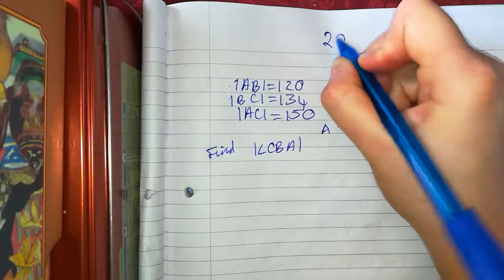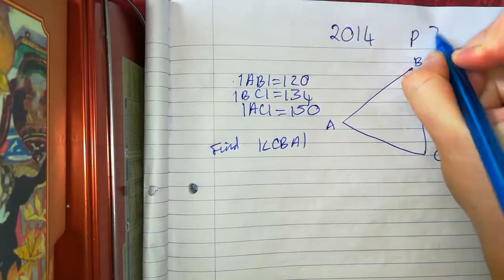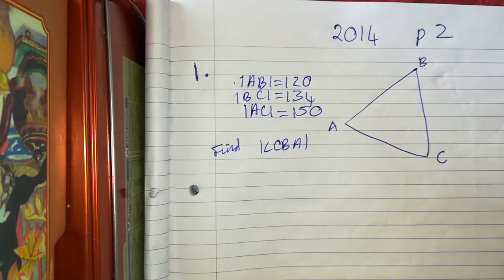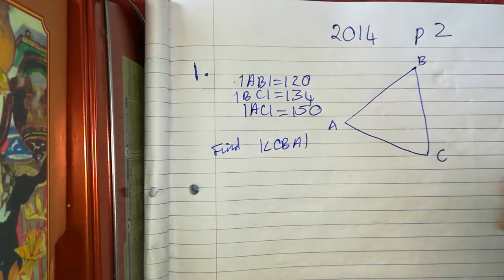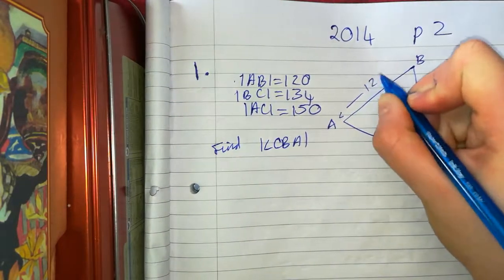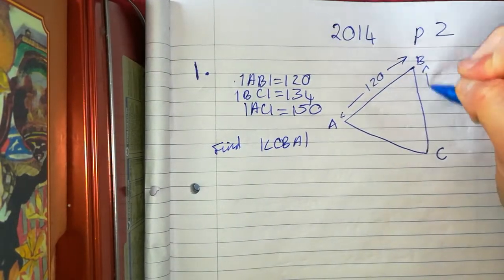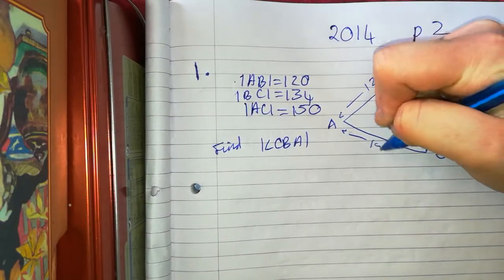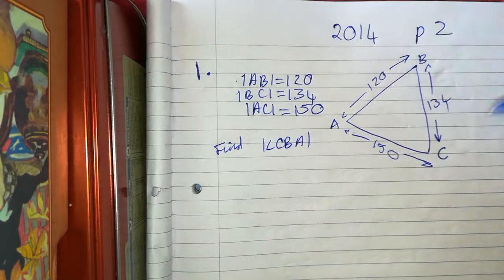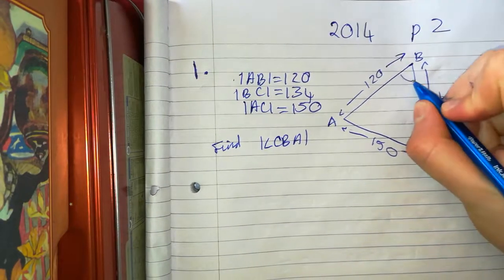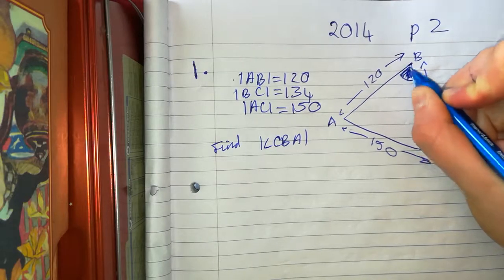Well, this is 2014 paper 2 question. It was question 1 that came up on trigonometry. So we're given this diagram here, and I'm just going to fill in the lengths. They said AB was 120, BC was 134, and AC was 150. And they'd asked us to get CBA. So CBA, it's this angle in here that they wanted us to get.